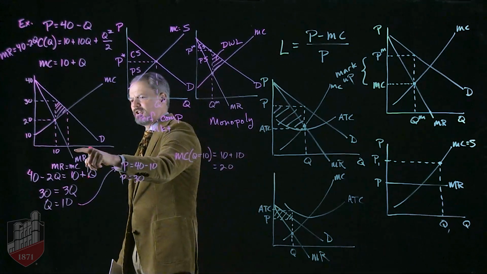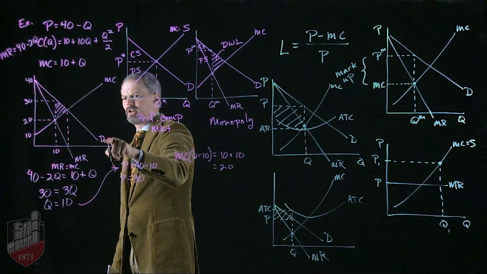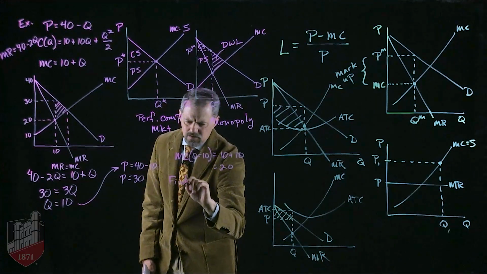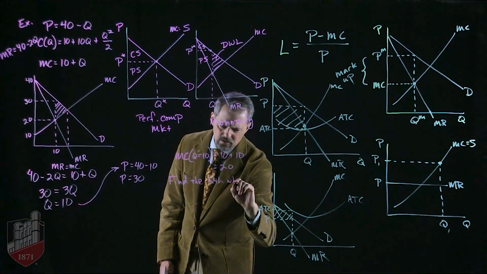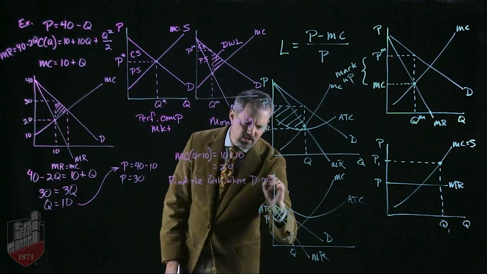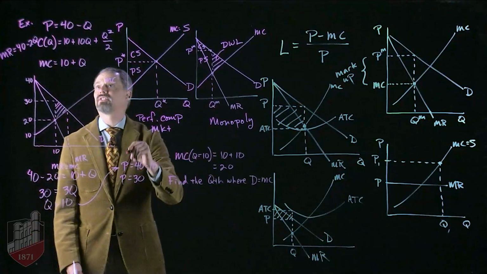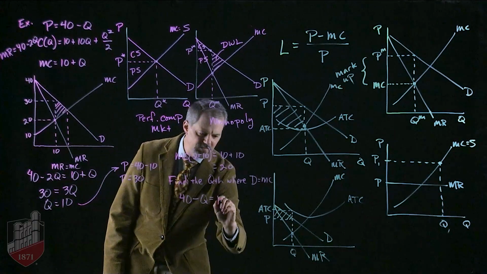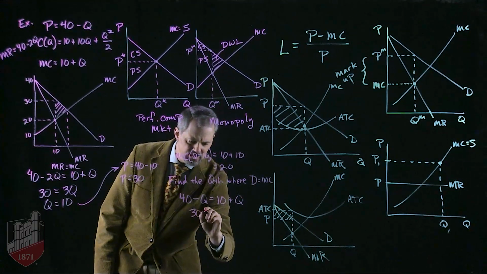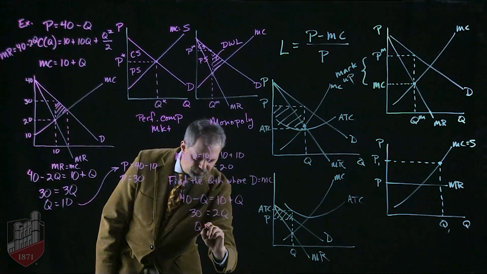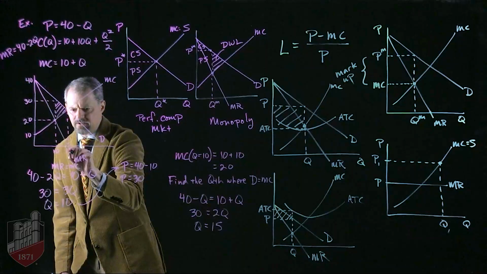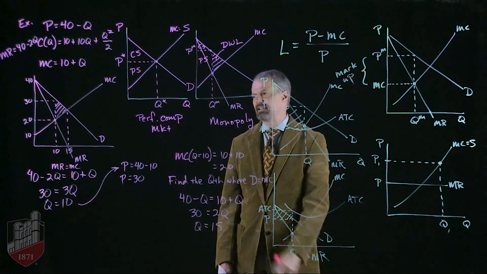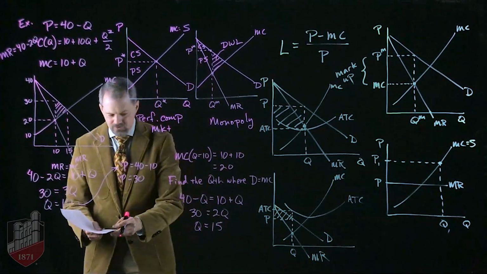And now we can easily figure out this quantity because I just need to look where my demand curve and my marginal cost curve intersect. So let's find the quantity where demand equals marginal cost. Let's set our demand curve 40 minus Q equal to our marginal cost curve 10 plus Q. So I get 30 equals 2Q, Q equals 15. So this quantity right there is 15. Now I've got everything I need. I've got all the prices and all the quantities I need to calculate any area on that board. So let's go ahead and do the deadweight loss.